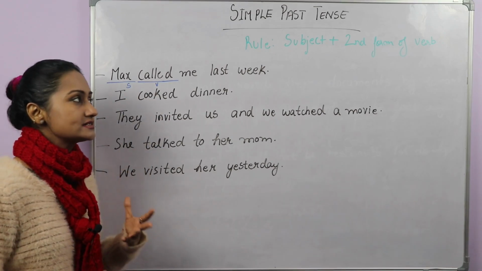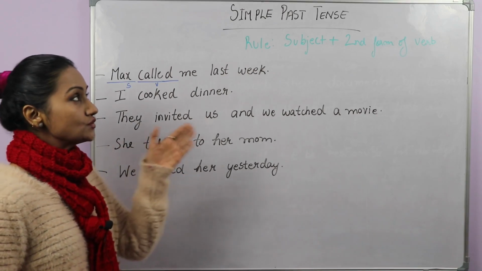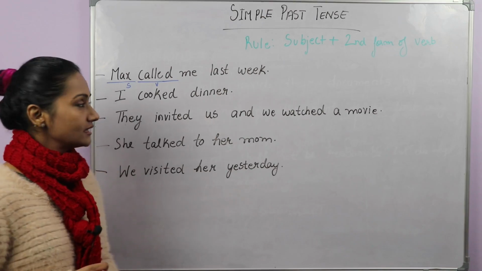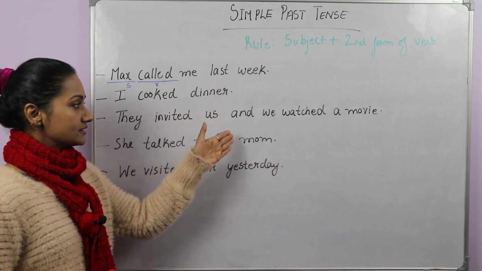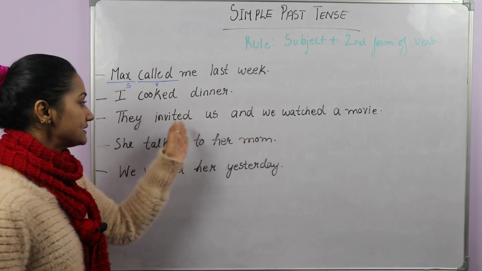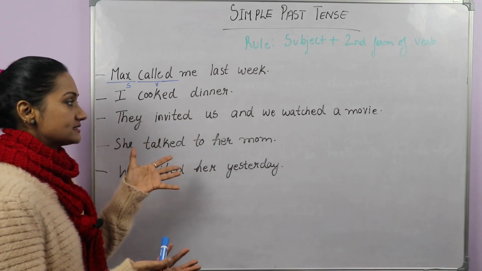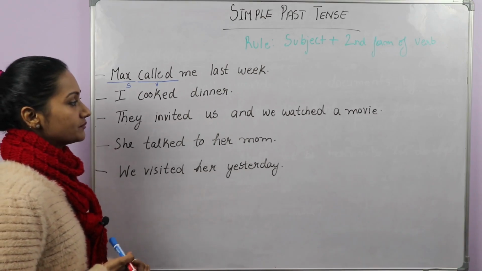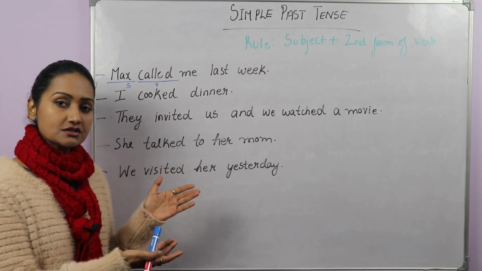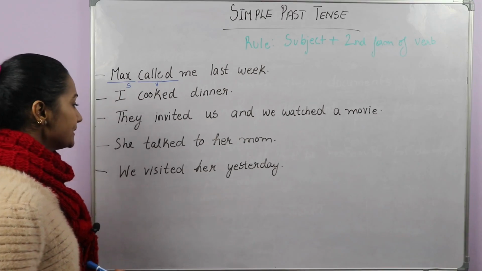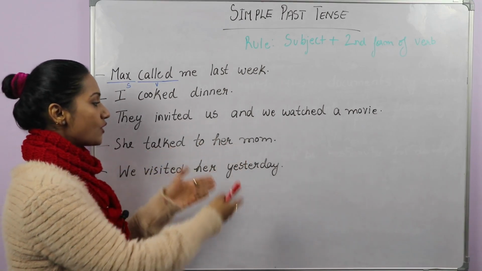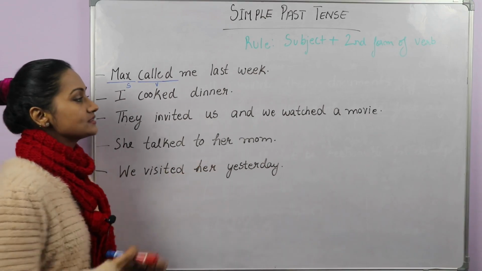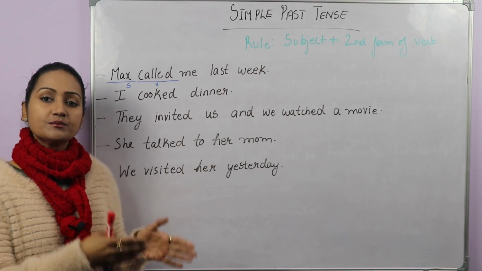So that's why I always tell you that if you learn the rules properly, then you will never have a problem with tenses. They invited us and we watched a movie. Now in this sentence we have two phrases, two sentences. It's a combination of two sentences which is joined by a conjunction. And is a conjunction we will talk about later. Now, she talked to her mom. We visited her yesterday. So these are some positive sentences in simple past tense.